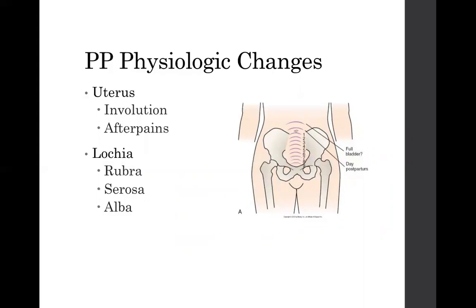Involution is the process of the uterus returning to the pre-pregnancy state. So you can see here that the uterus right after birth starts at about the umbilicus, and then it continues on down. And by day 9 postpartum, it should be almost back to its normal state.